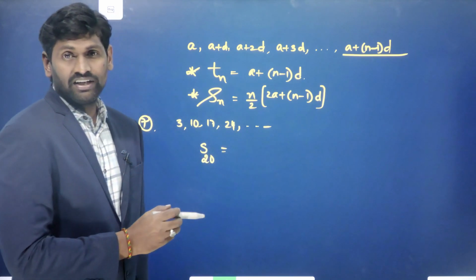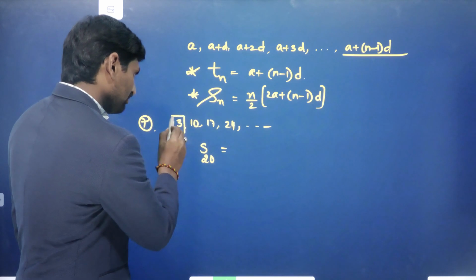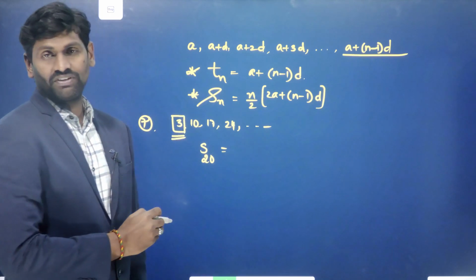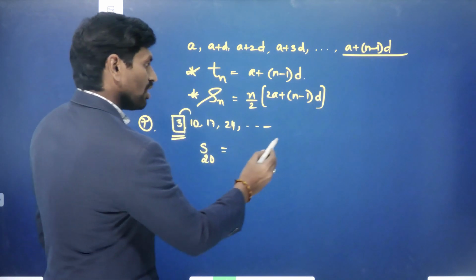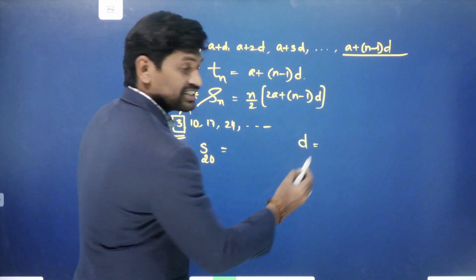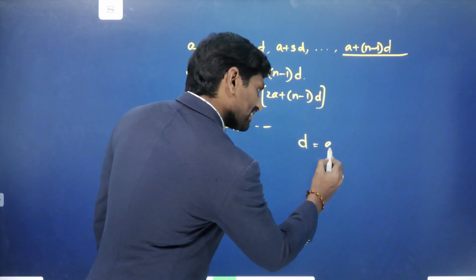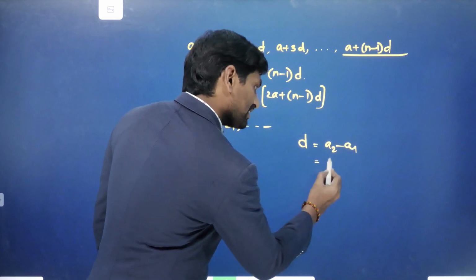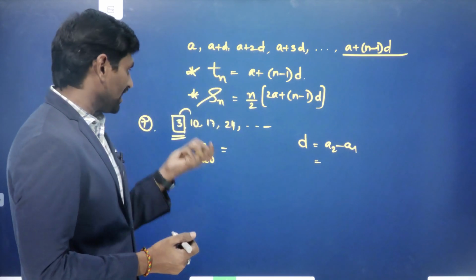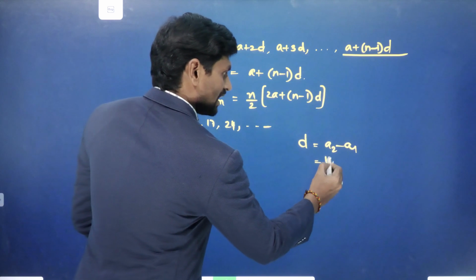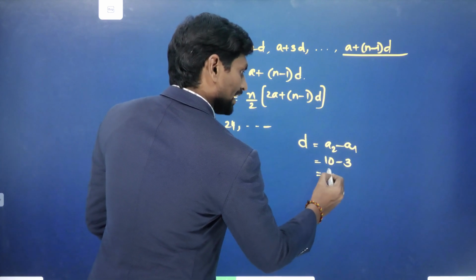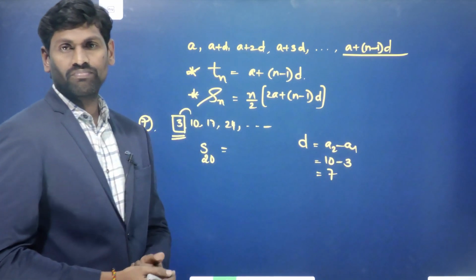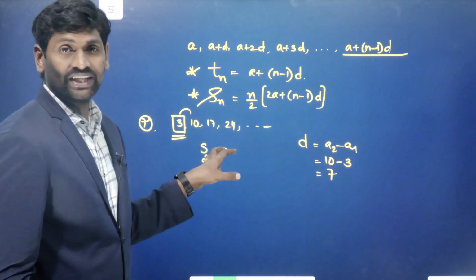We know that a is the first term, 3, and then the common difference. How to find the common difference? Common difference d is equal to a2 minus a1, that means second term minus first term. The second term is 10 and the first term is 3, so 10 minus 3 is 7. Now let us find S20.